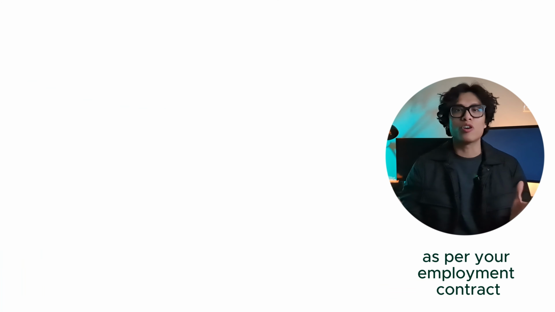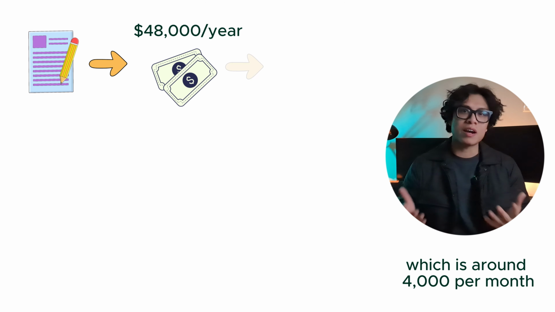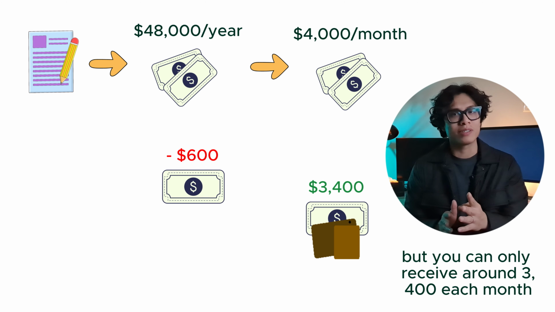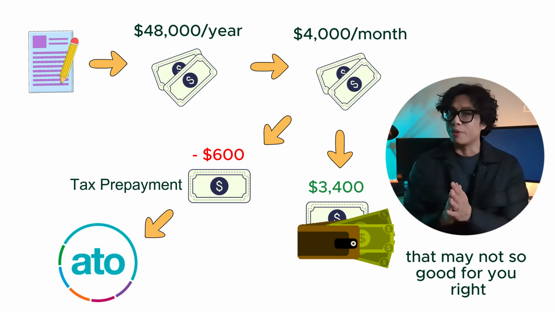This means that you will not receive a full salary as per your employment contract. For example, your salary is $48,000 per year in the contract, which is around $4,000 per month, but you can only receive around $3,400 each month in your bank account. That may not sound good for you, right?